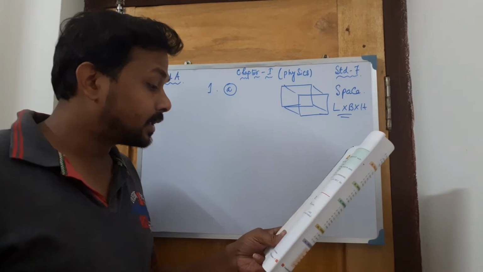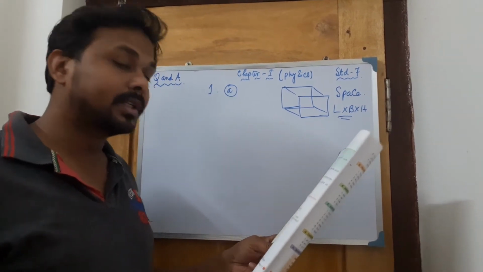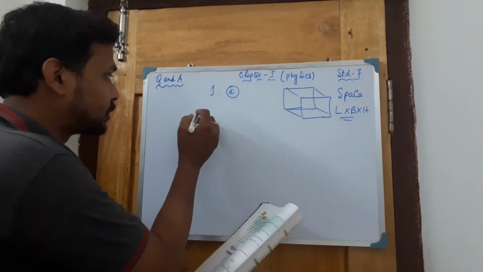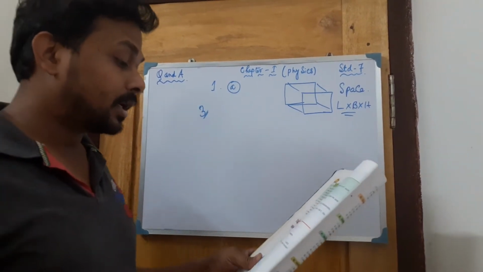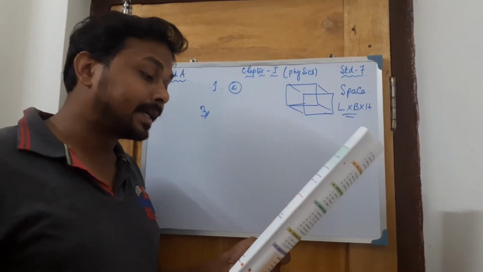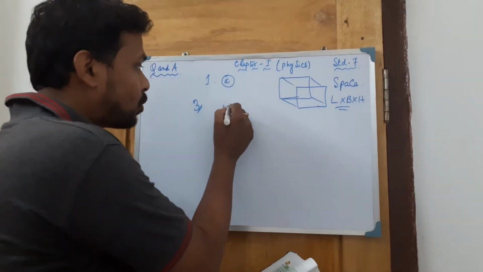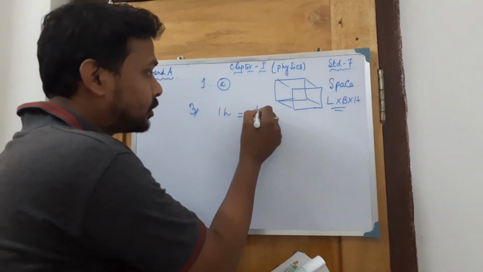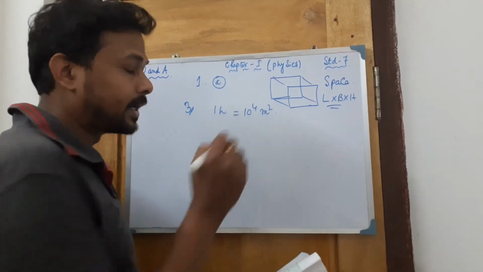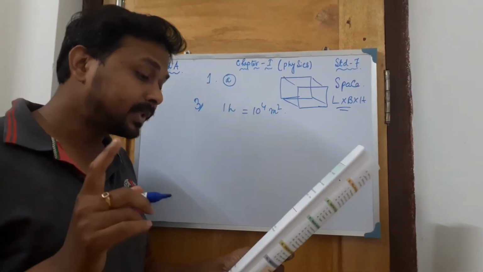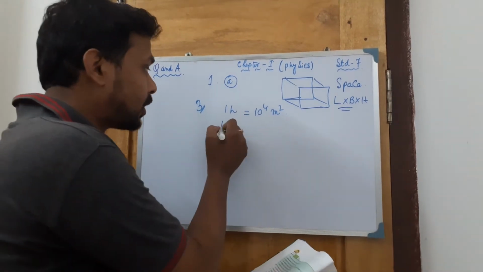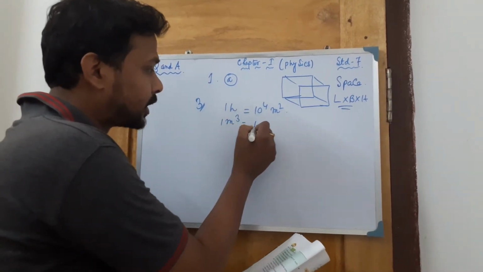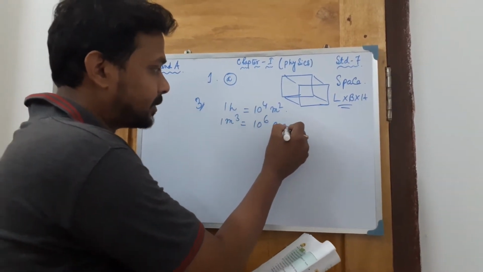Next one, write the relationship between the following units. That is a very important question, and it is repeatedly asked in the exam. The first relation, hectare and meter square: 1 hectare is equal to 10 to the power 4 meter square. Second one, meter cube and centimeter cube: 1 meter cube is equal to 10 to the power 6 centimeter cube.